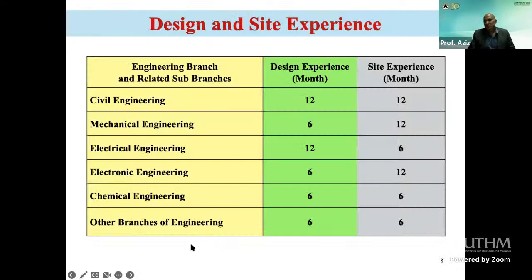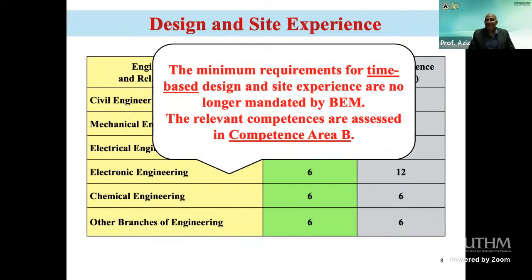Now, dulu, sebelum ini, kita perlukan kalau civil engineering 12 bulan dekat design, 12 bulan dekat site. Kalau elektrik kan kurang sikit lah. 12-6. Elektronik, kalau ini tak ada, gagal. Now, under outcome based ni, you tidak time based lagi. As long as you have 1 year industrial training, dan you boleh buktikan apa yang dia dapat cukup. Jadi, keperluan ini telah dikeluarkan. Jadi, tak payahlah someone 6 bulan kat sana tak sah. Kalau dulu ini tak ada, memang gagal betul.